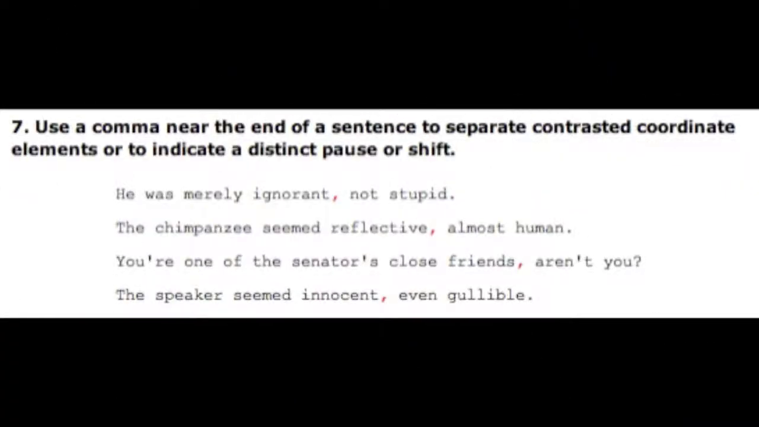The next way to use a comma is at the end of the sentence when you're separating contrasting coordinate elements or ideas that kind of contrast. So looking at the first example, he was merely ignorant, not stupid. You use a comma to differentiate between the two.